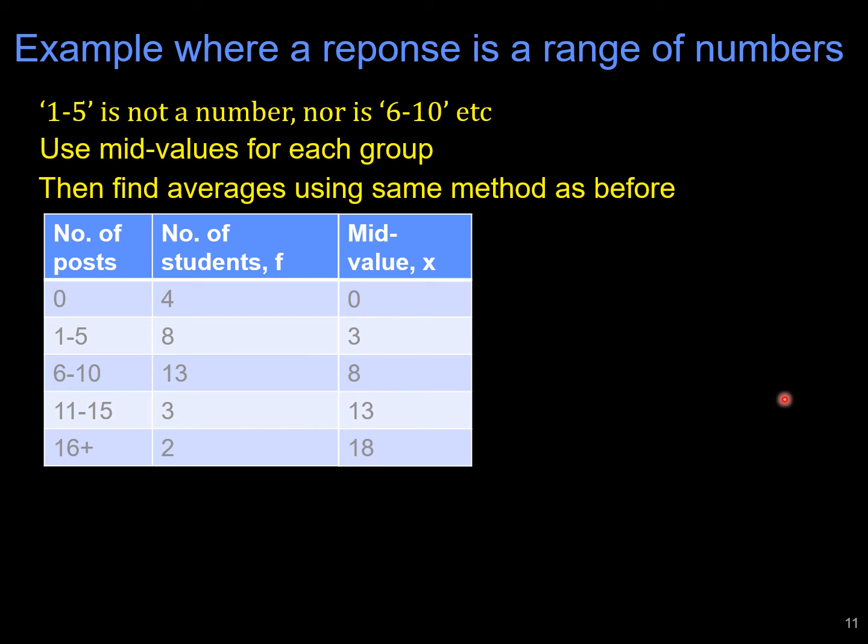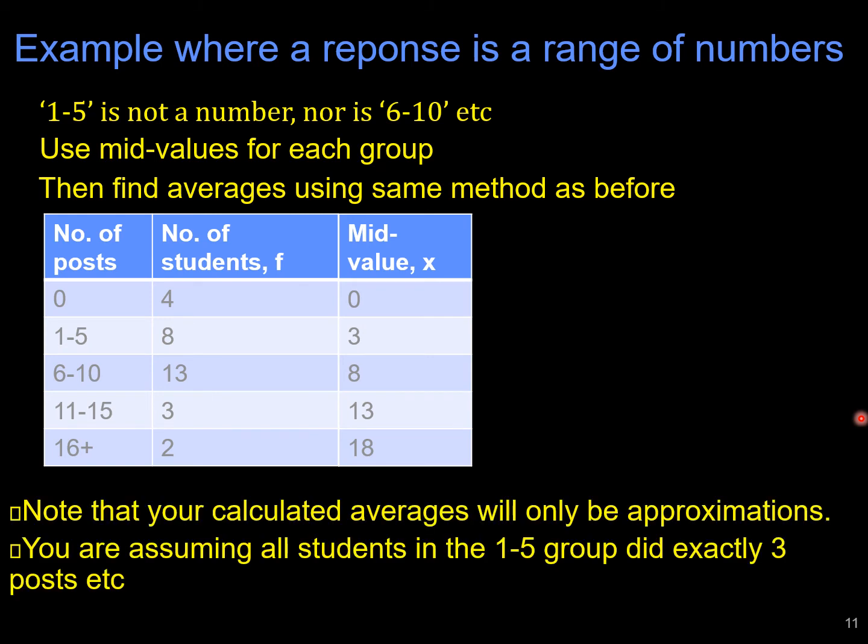And now we can just use the same methods as before to find the averages, because these are now our x's. However, be warned, once you find the mean and the median and the mode, etc., they are only going to be approximations. This is because when you take a mid value, say this one for example, this represents 1 to 5. So we're assuming everyone who gave the answer 1 to 5 actually only posted exactly 3 times. And everyone who said 6 to 10 posted exactly 8 times. This probably isn't true. So it's only an approximation or estimation when you find out the mean, median and mode using midpoints.